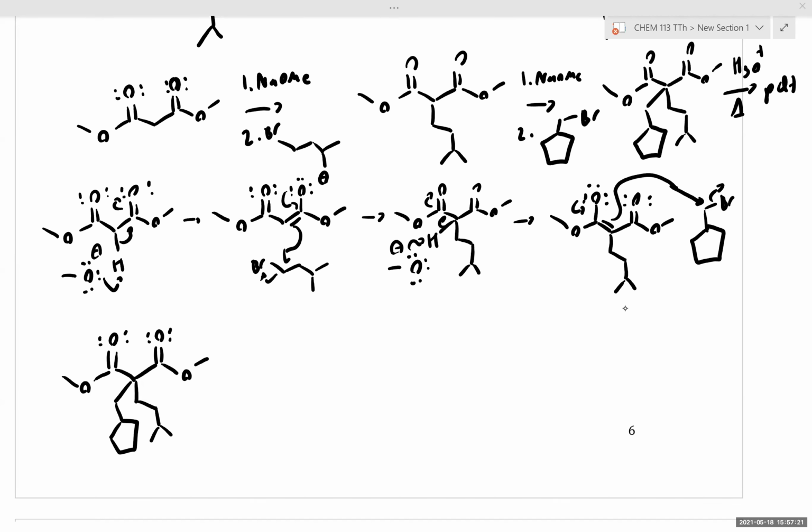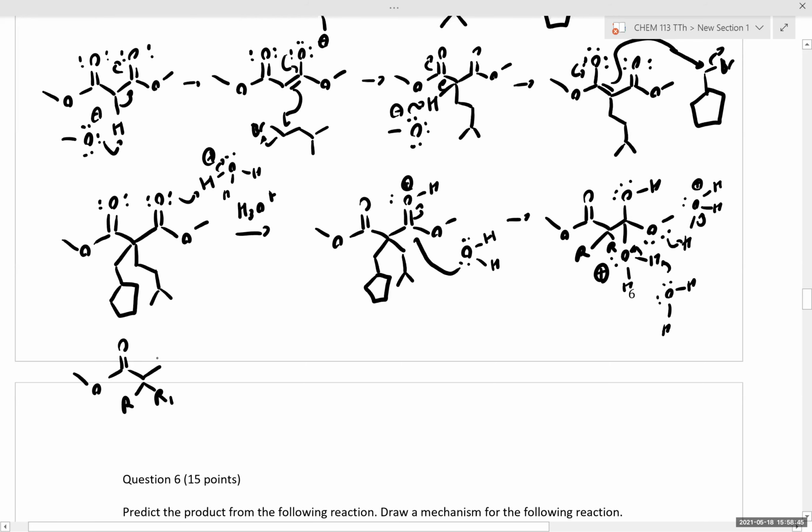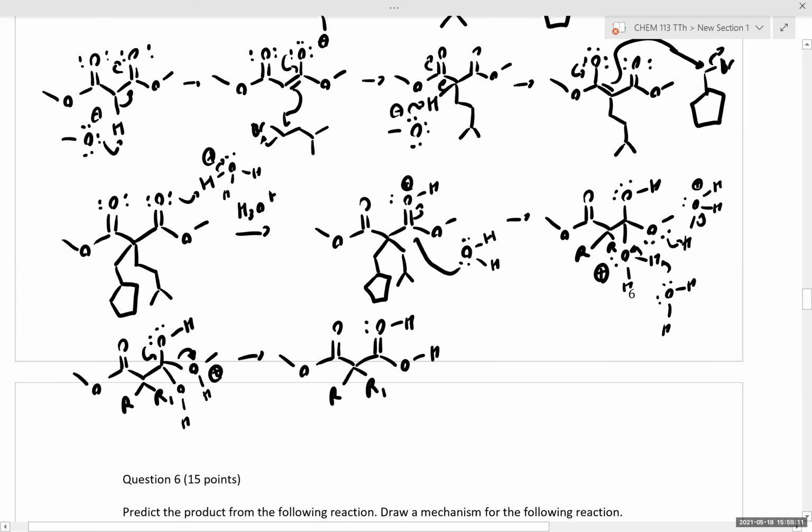I'm just going to label these as R and R1 just to save some space. From here, we'll kick out our leaving group. And now we're just about ready for the key decarboxylation step. We just have to do one cleanup step where we deprotonate our carbonyl.